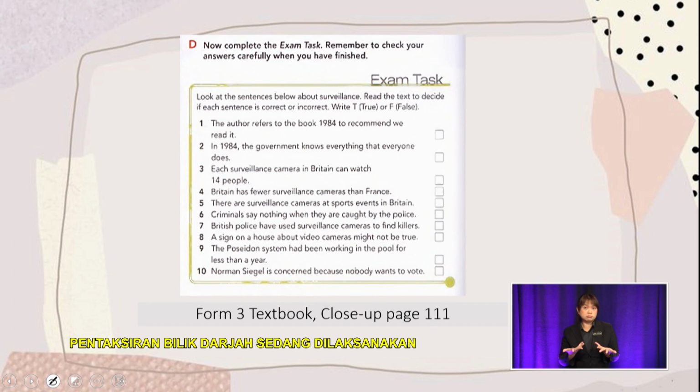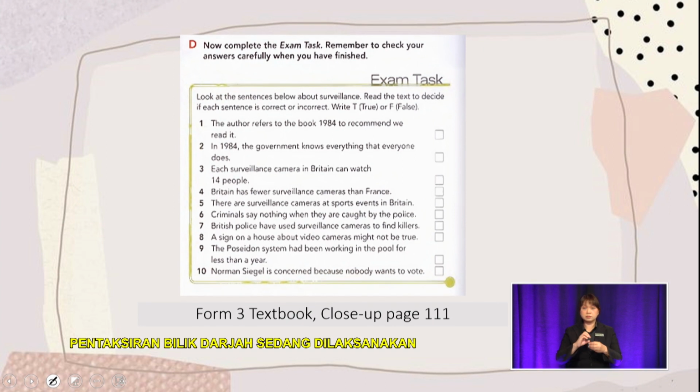Hashini? False. Yes, that's false. The answer is correct. Alicia, number 7. Sorry, number 6. Yes, number 6. Criminals say nothing. It's true. Yes, okay.